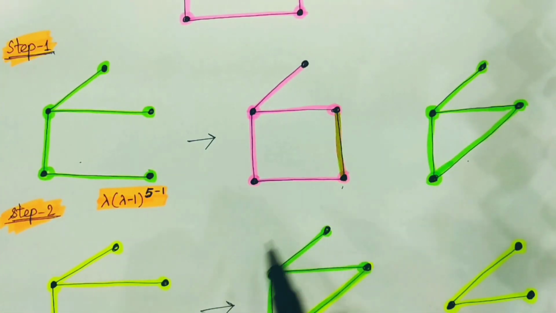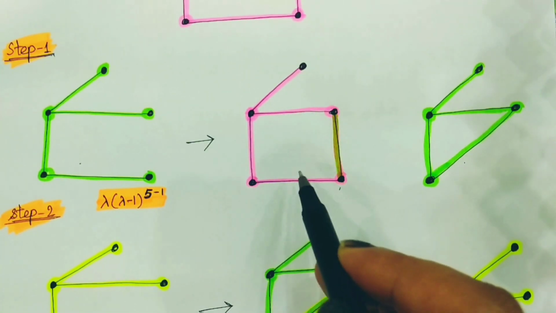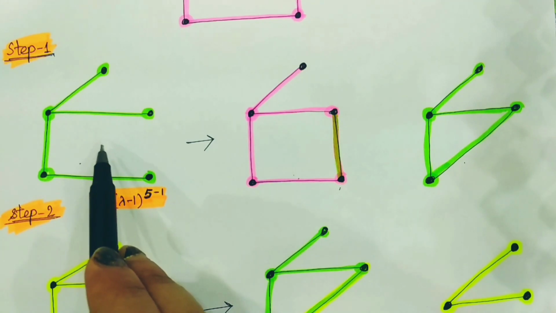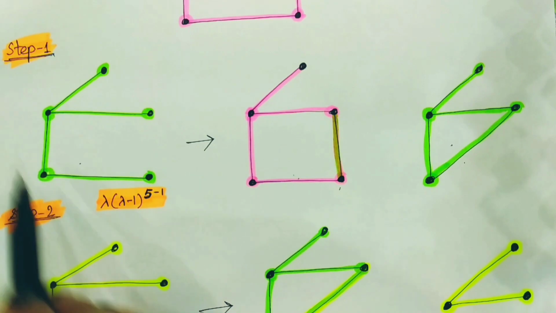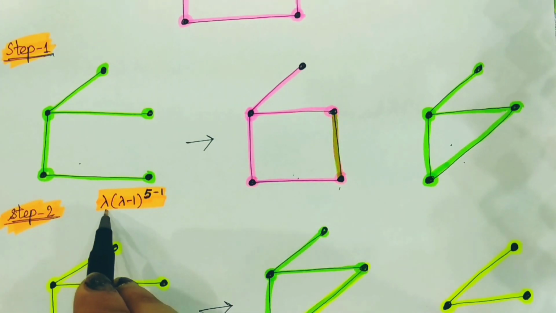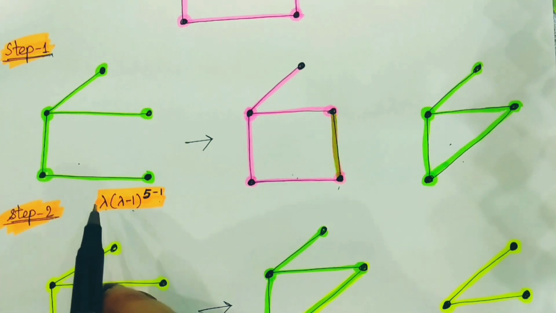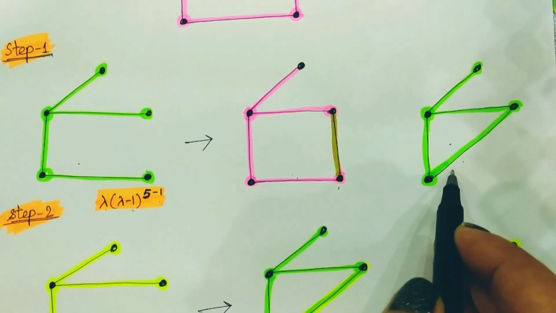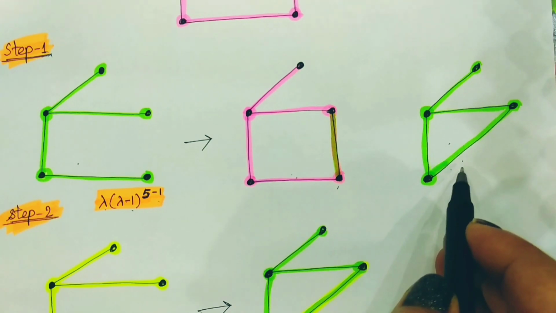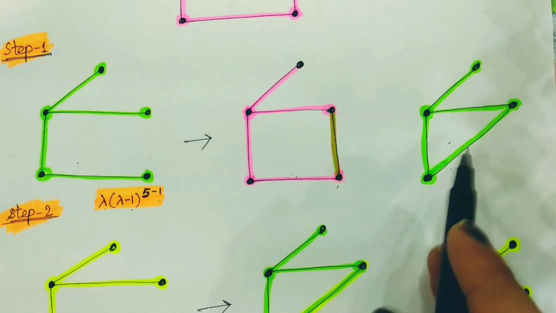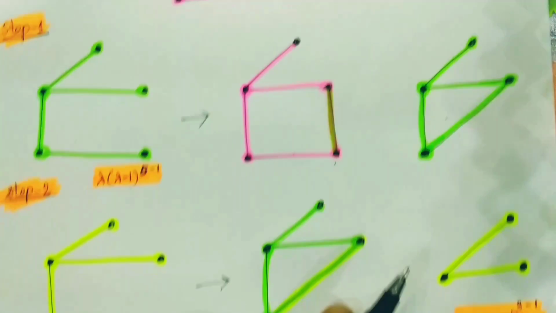Now look, our requirement is to find the chromatic polynomial for this graph, so we can find it by subtracting the chromatic polynomial of this graph from that of this graph. Now this one is a tree, so its chromatic polynomial is lambda into lambda minus 1 to the power 5 minus 1, where 5 is the total number of vertices. But the chromatic polynomial of this other graph is again unknown, because it is not a complete graph and it is not even a tree. Now for this graph, if this edge is not present, then it is again a tree.